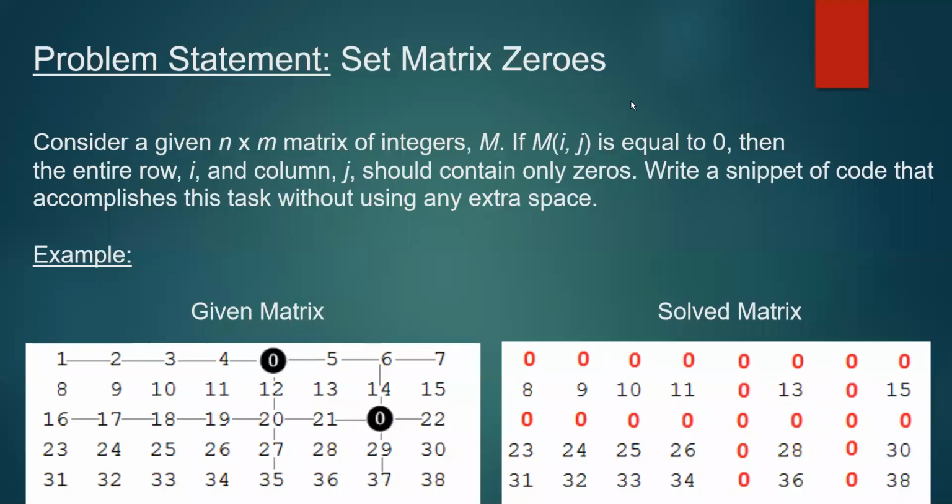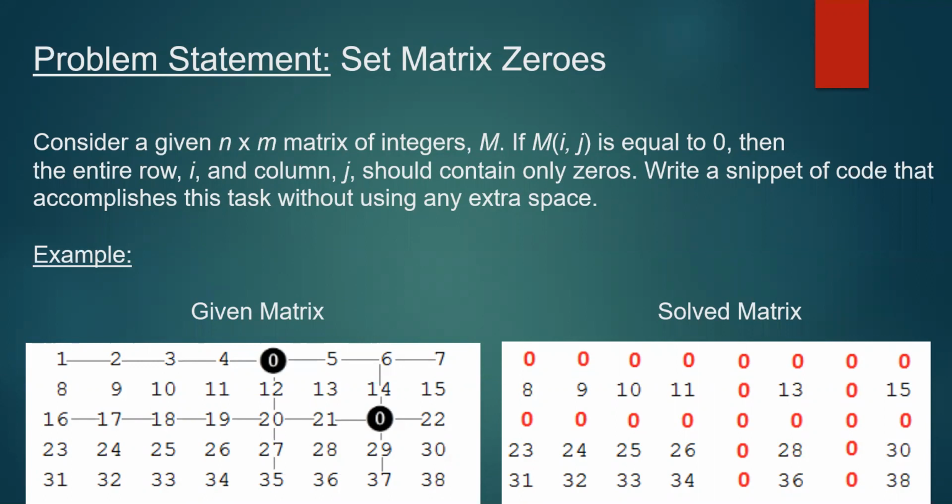Hi everyone, in this video we are going to discuss how to solve a coding challenge called set matrix zeros. Let us first understand the problem statement. Consider we are given an n by m matrix of integers M. If M[i][j] is equal to 0, then the entire row i and column j should contain only zeros. And we need to write code to accomplish this task without using any extra space.